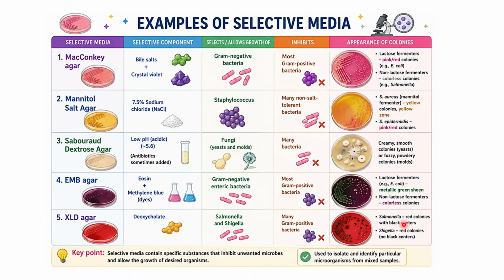So in summary, though these media are considered as selective media, they can also be used to differentiate bacteria, as shown in the table here, where MacConkey Agar selects gram-negative bacteria and differentiates lactose fermenters and non-lactose fermenters, and the Mannitol Salt Agar selects Staphylococcus species and differentiates mannitol fermenters from non-mannitol fermenters, and the Sabouraud dextrose Agar selects fungi by inhibiting many bacteria with its low pH and sometimes using antibiotics, and the EMB Agar selects gram-negative enteric bacteria and differentiates strong lactose fermenters from weak or non-lactose fermenters, and the XLD Agar selects Salmonella and Shigella and differentiates them by hydrogen sulfide production and colony color.